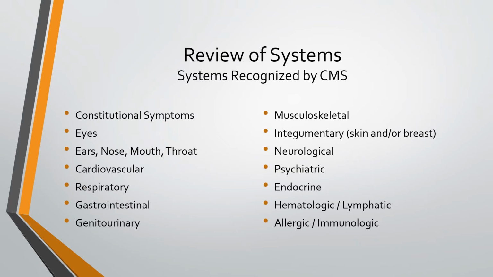With review of systems, they have very explicit systems that they recognize, including constitutional symptoms, eyes, ears, nose, throat, mouth all as one section, cardiovascular, respiratory, gastrointestinal, genitourinary, musculoskeletal, integumentary, including skin and/or breast complaints, neurologic, psychiatric, endocrine, hematologic or lymphatic, and allergic or immunologic.